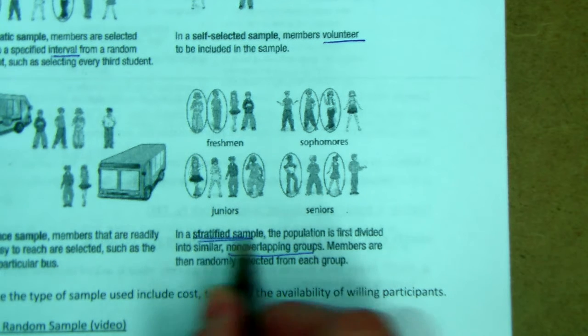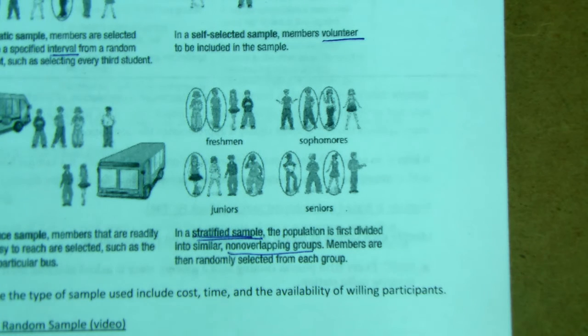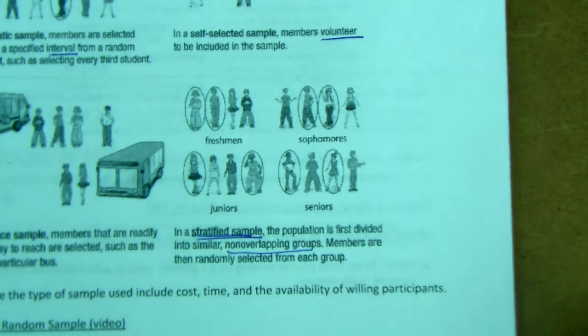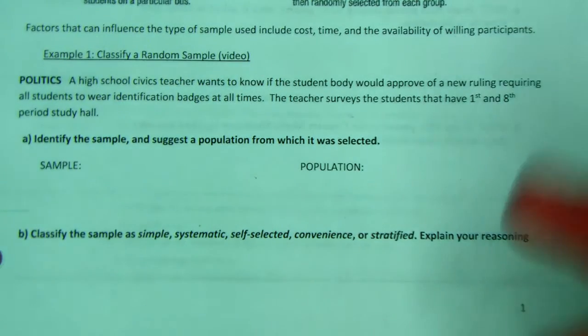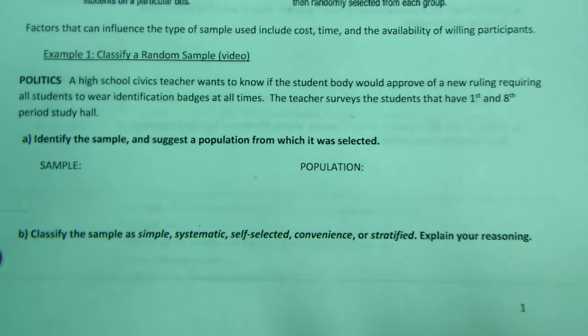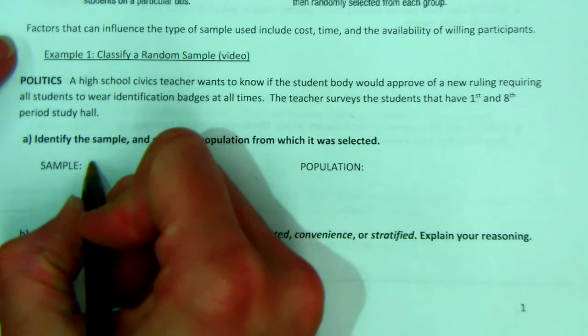Okay, so almost all of your problems, they're going to give you a situation. You're going to identify what the sample is and what the population is, and then you're going to classify their sample as simple, systematic, self-selected, convenience, or stratified. So a high school civics teacher wants to know if the student body would approve of a new ruling requiring all students to wear identification badges at all times. This teacher surveys the students that have 1st and 8th grade study hall. So his sample is the 1st and 8th grade study hall students.